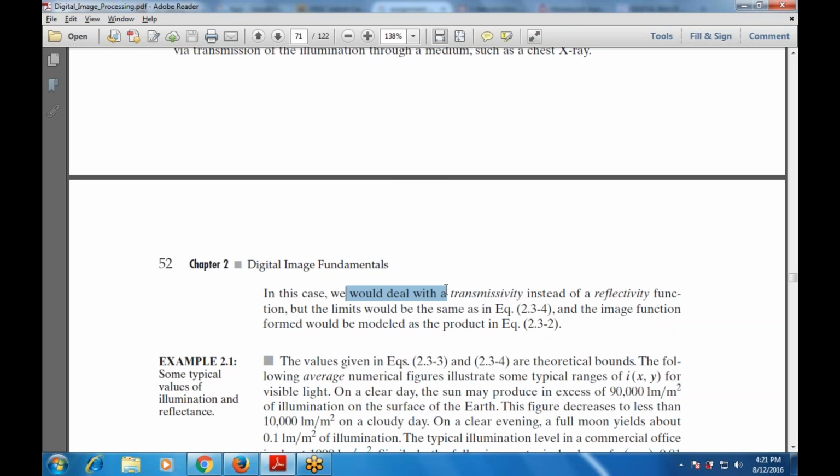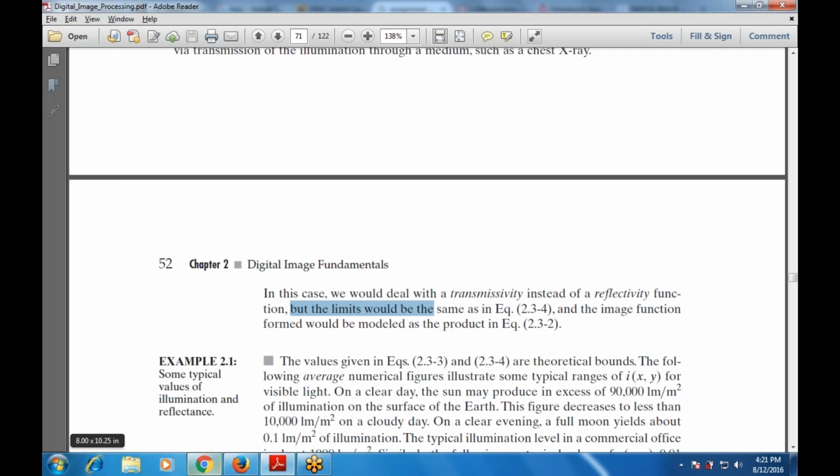In this case, we will deal with the transmissivity instead of the reflectivity function, but the limits will be the same. Every limit will be the same. And the image function formed would be modeled as a product of the transmissivity function and the reflectivity function. The values given in equation 2.1 are theoretical bounds.